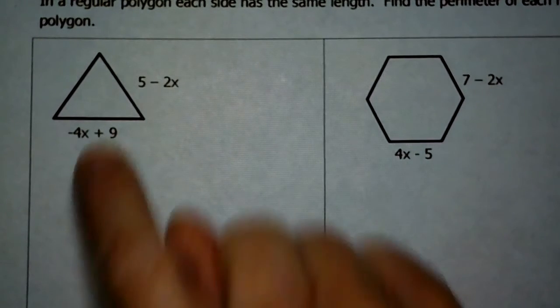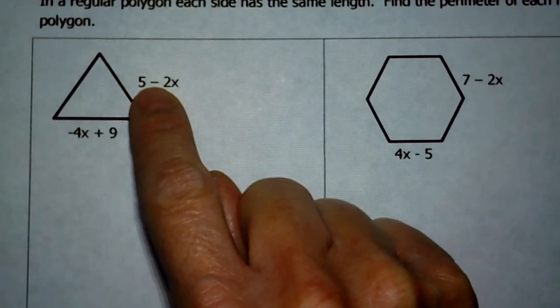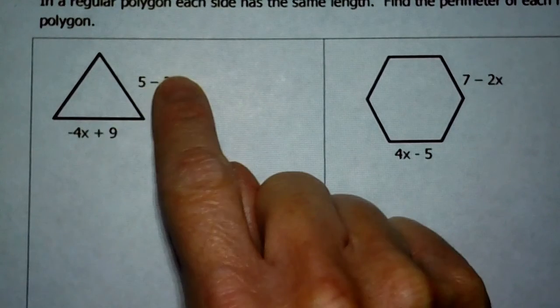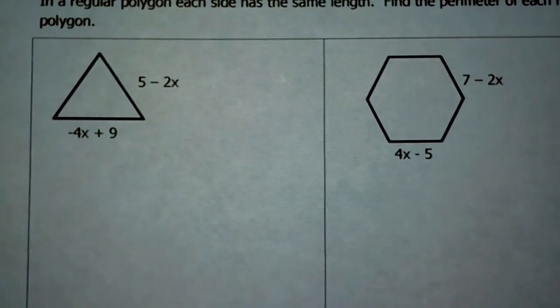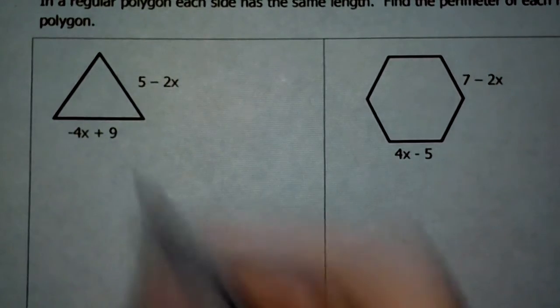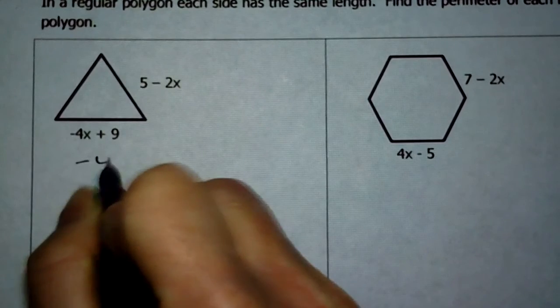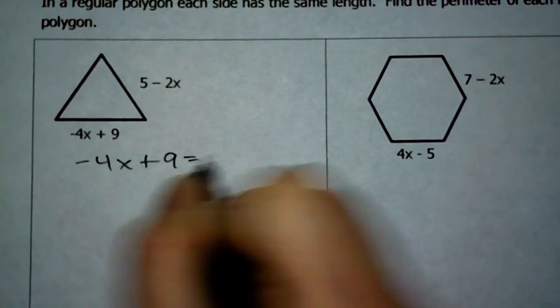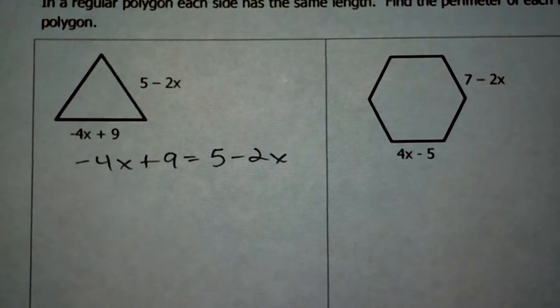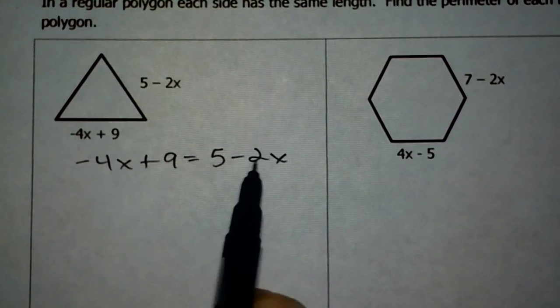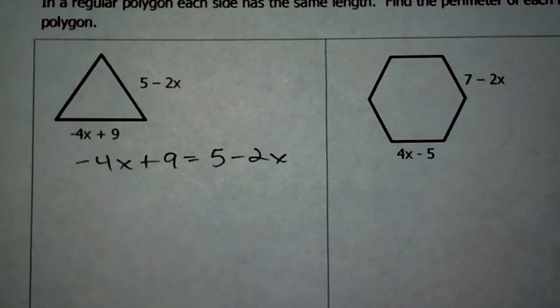Because if we know that this is a regular polygon, and that this side length equals this side length, if I know this equals this, I can set up an equation to solve for x. Because if this side equals this side, then doesn't negative 4x plus 9 equal 5 minus 2x? Yes. Now, if you wrote 5 minus 2x equals negative 4x plus 9, that's okay.